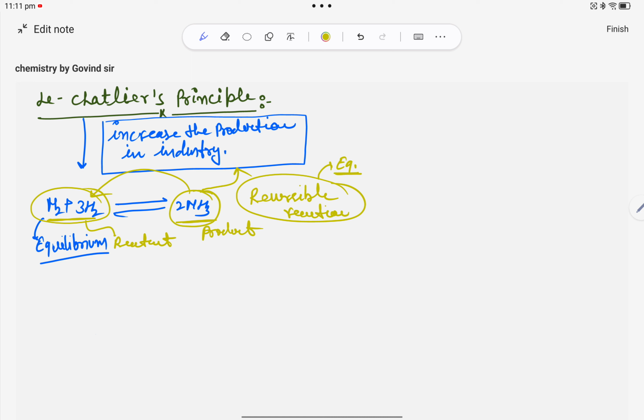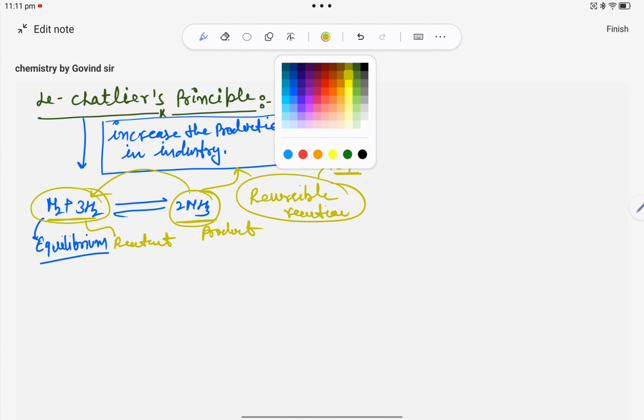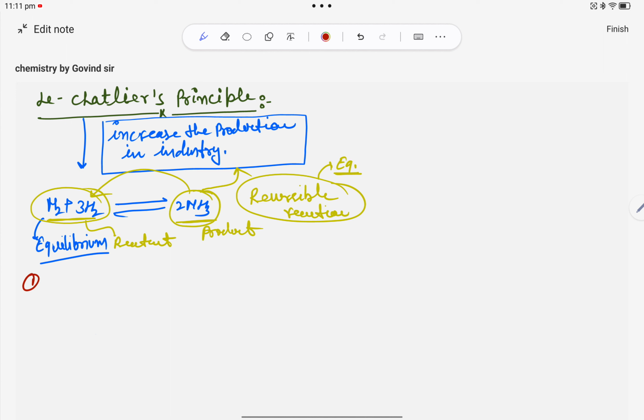Equilibrium is established only in which kind of reaction? Reversible reaction, not in irreversible reaction. So how can you increase the production in that case? That we are going to discuss. How many ways are there? So first case, change the concentration.